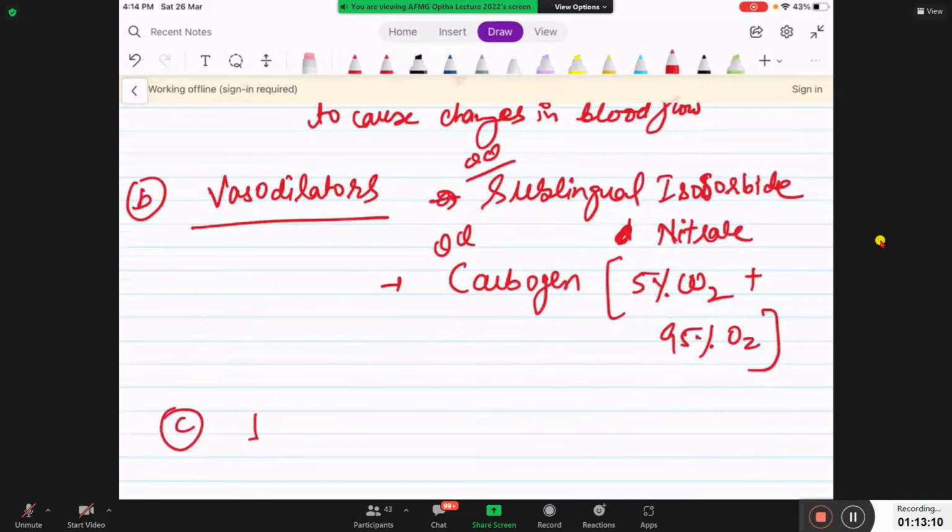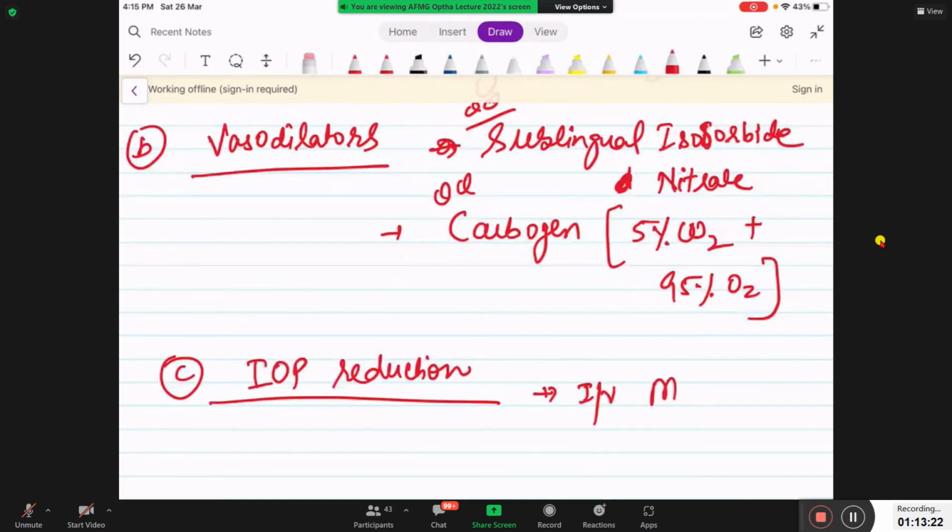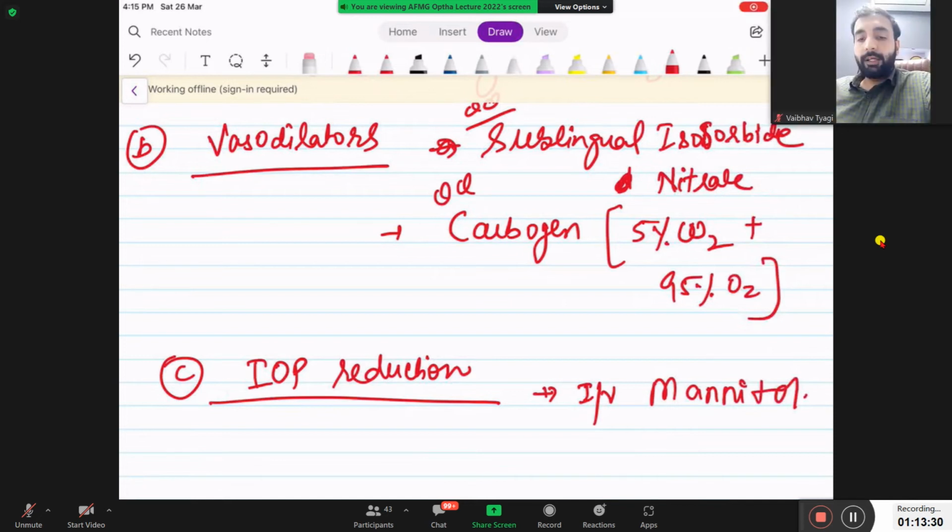Third, IOP reduction. Because it is an emergency, we can give IV mannitol. IV mannitol is given.